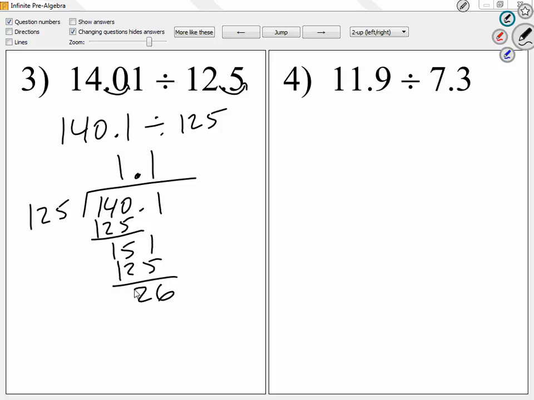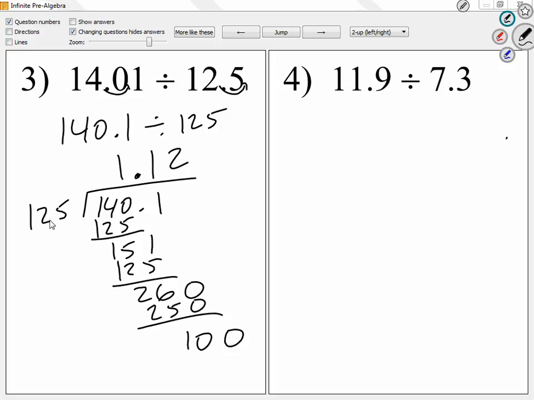Close to 26, good. To continue, add another 0. So we want to put a 0. Now, how many times is 125 going into 260? 2. Right, when you multiply 125 times 2, we get 250, right? Subtract that. How much is 260 minus 250? 10. So continue, add another 0.